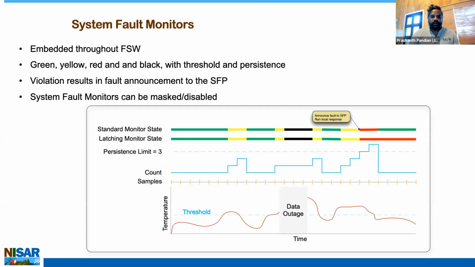This is a diagram of how these system fault monitors work. In this diagram, we're monitoring a temperature. If we're under the allowable temperature, we're in a green state, which means no action. Then we go to a yellow state, which is a telemetry state that says, hey, we're now in yellow, but we haven't taken any action yet. The black state is if the sensor, for whatever reason, goes offline and we get a data outage. If the error persists in the yellow state for a certain amount of time, we then enter the red state, which announces the fault to the fault protection engine, and the fault protection engine can then take action. Next slide, please.